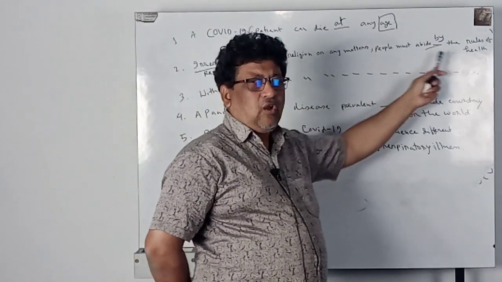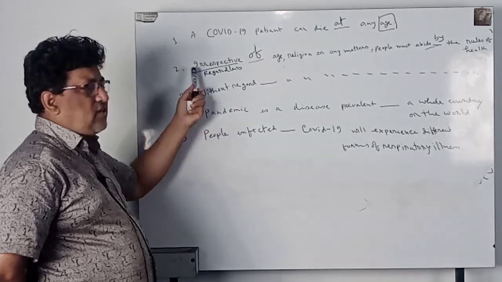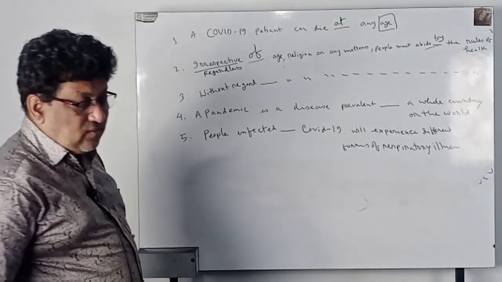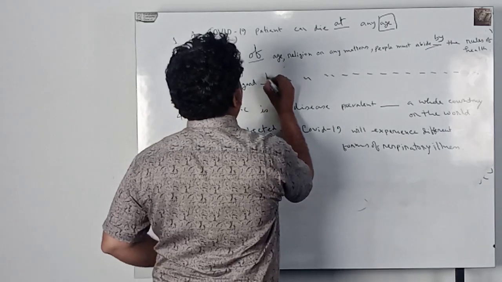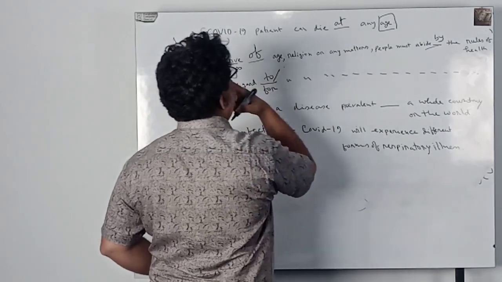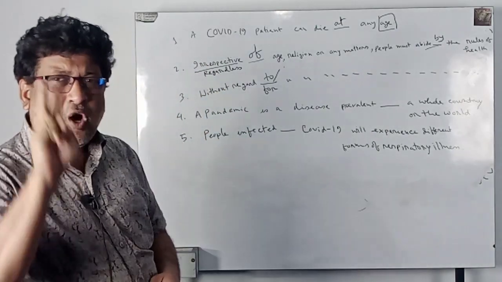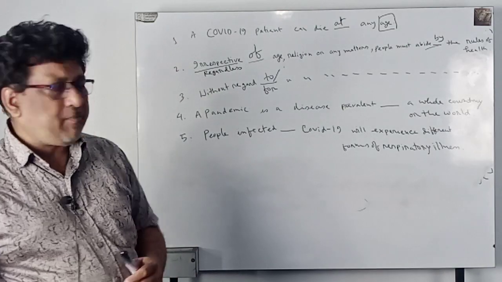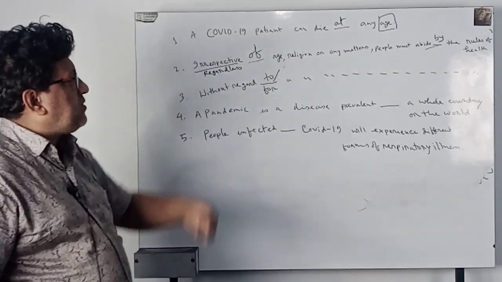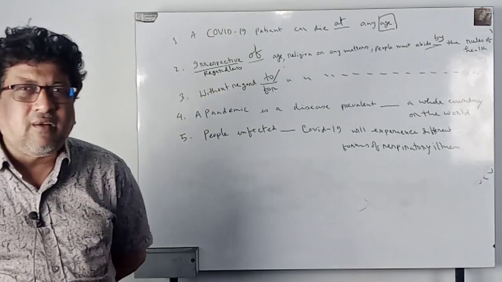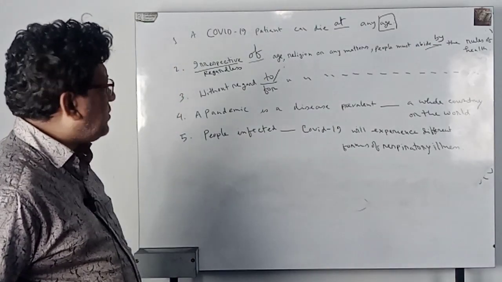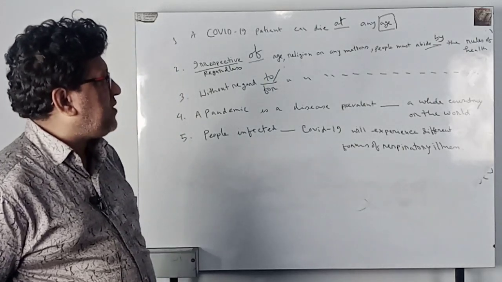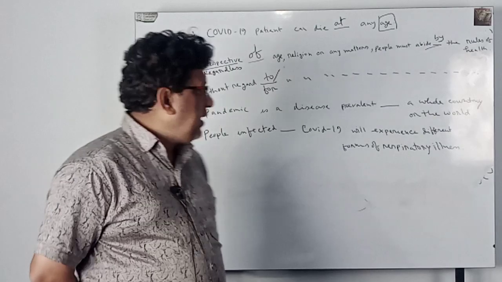Same sentence, only the variation: instead of irrespective or regardless, if we use without regard, then we should use without regard to, or without regard for. Here we have two options. We can either use to or for to fill in the gap. That means without regard to age, religion or any matters, people must abide by the rules of health. And we can also use for, and thus we can say without regard for age, religion or any matters, people must abide by the rules of health.